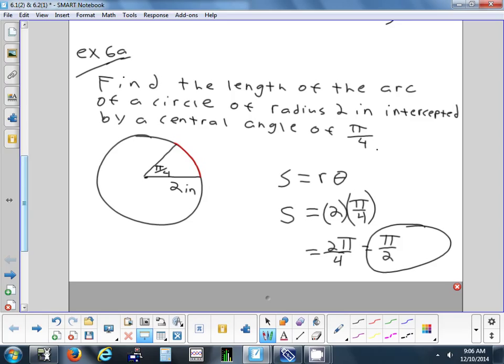Marina? Inches, because you found the length of something. You found the length of an arc. You wouldn't put radians on that. Radians is an angular measurement. It's not a measurement of length. So pi over 2 inches. Any questions on that?